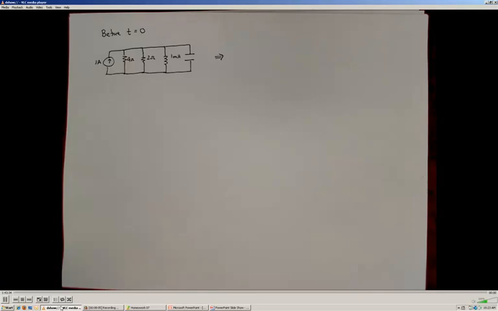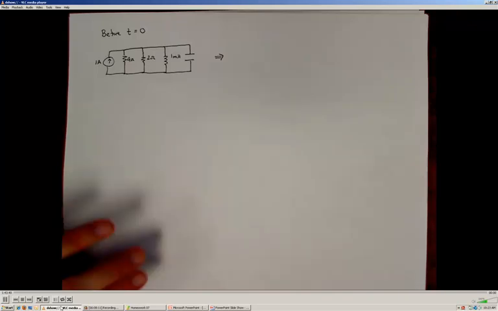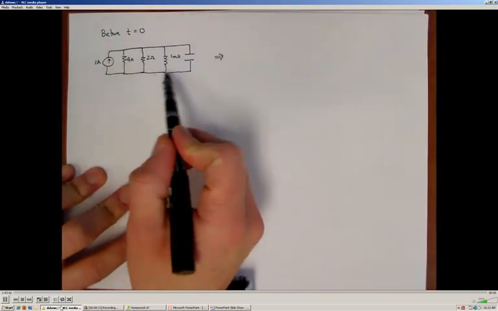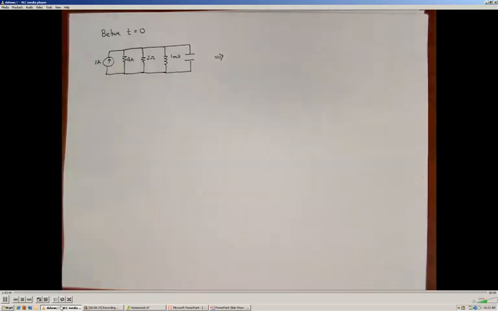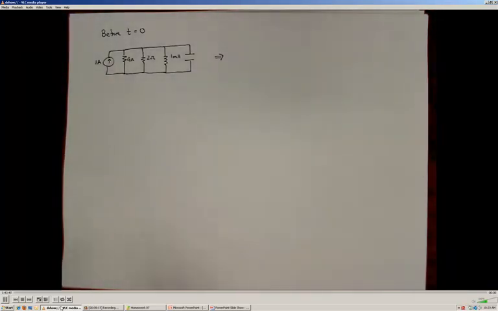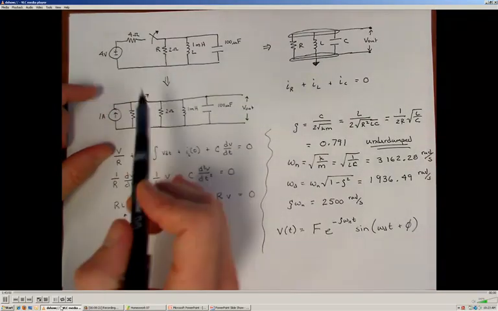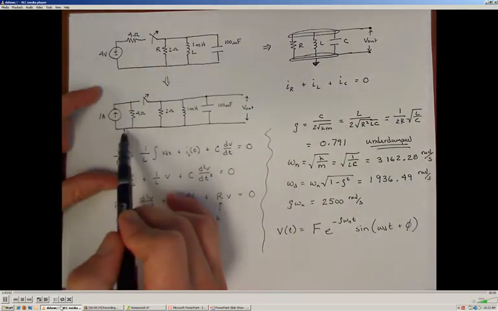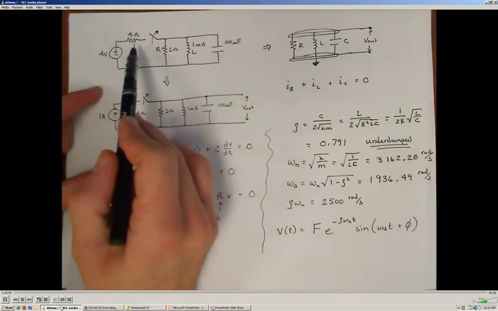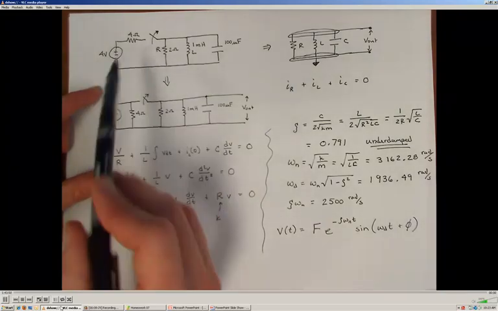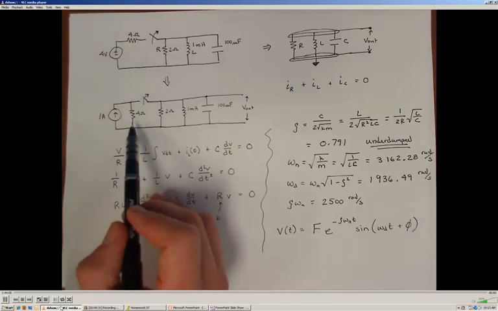Alright, so I'm going to look at the system just before the switch changes position, just before we open that switch. And I'm going to use the properties of the inductors and capacitors and how they operate in the DC steady state. So when this switch has been closed for a long period of time, I can use my source transformations to represent the 4 volts in series with the 4 ohm resistor as a 1 amp source in parallel with a 4 ohm resistor.